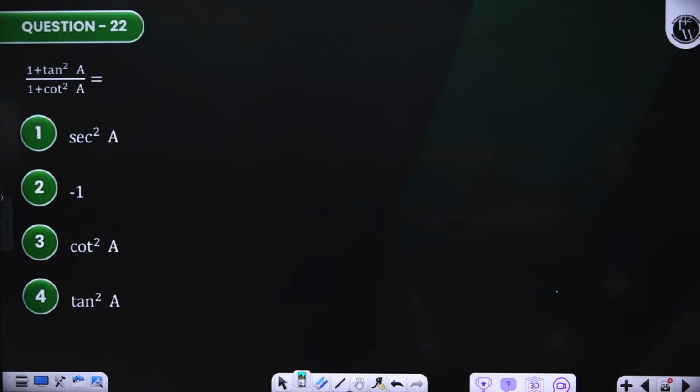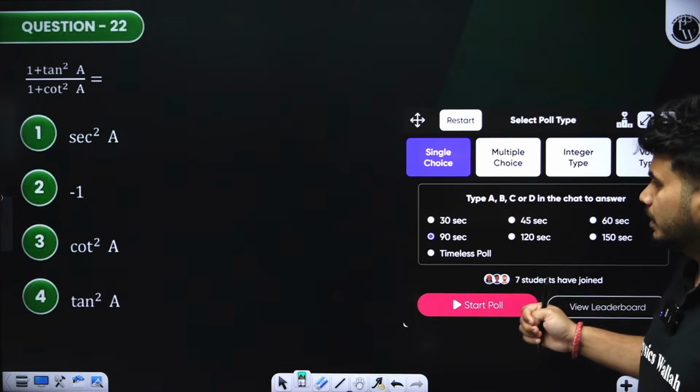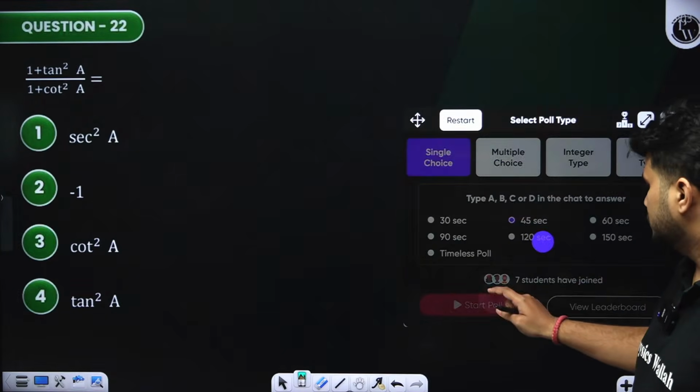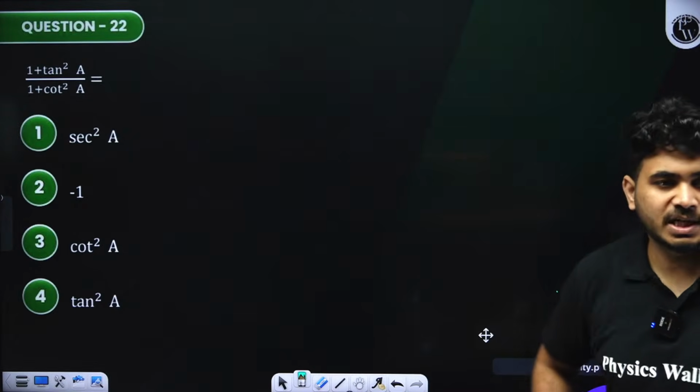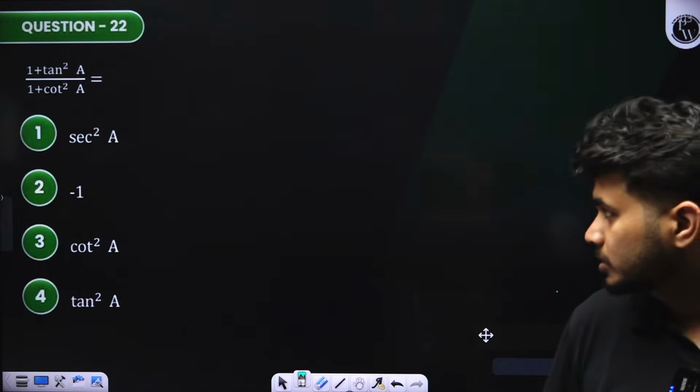Next problem. 1 plus tan square A divided by 1 plus cot square A. Very easy, you can answer it comfortably. Fine, 45 seconds is enough. Do it. 1 plus tan square A divided by 1 plus cot square A.